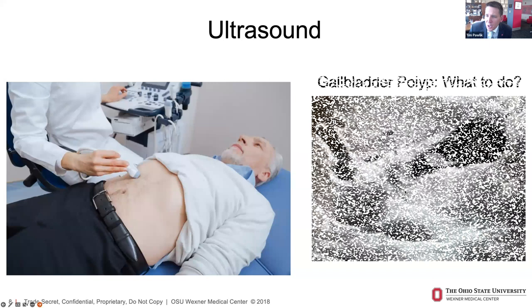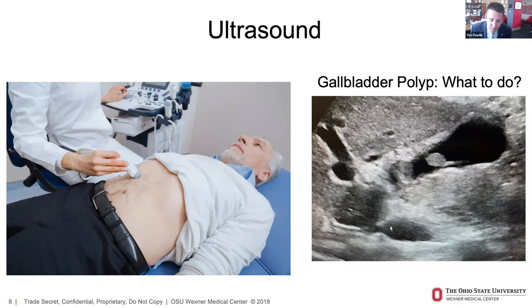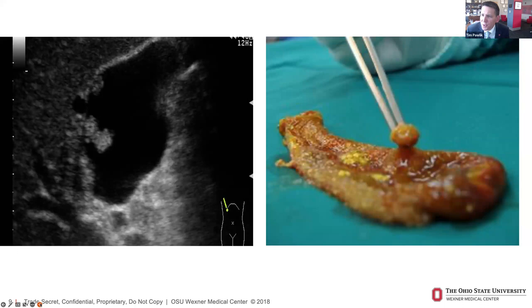But in about 4 to 8% of the population who have an ultrasound of their gallbladder, you'll detect a polyp, which you can see here. So that's roughly 1 in 12, 1 in 11 patients who have an ultrasound will have a polyp. And then the question becomes, what to do about this polyp? How suspicious is it? Do you need to take the patient for a cholecystectomy? Can you watch it?